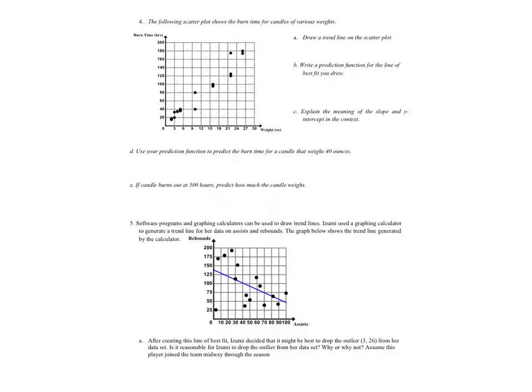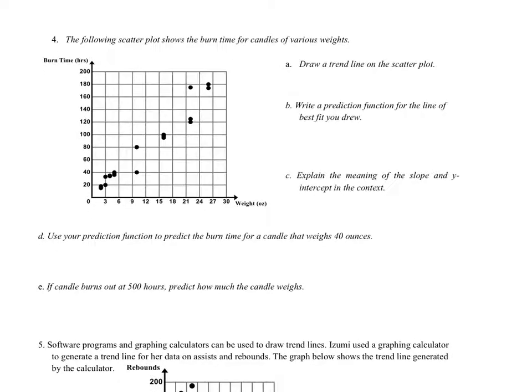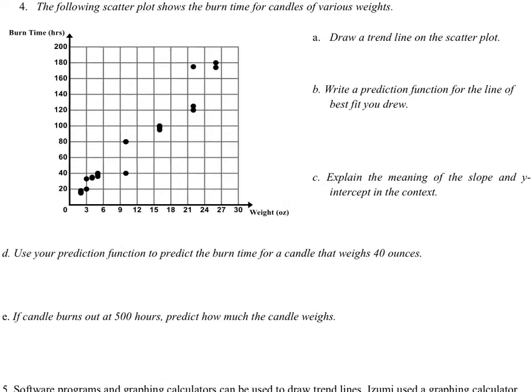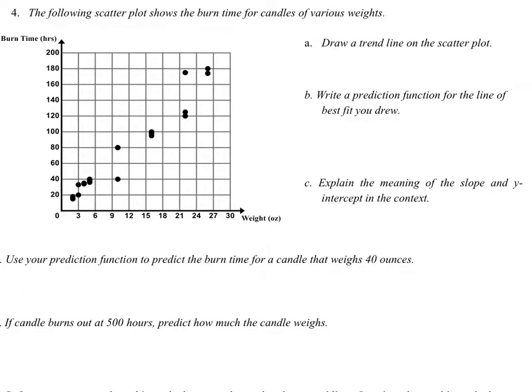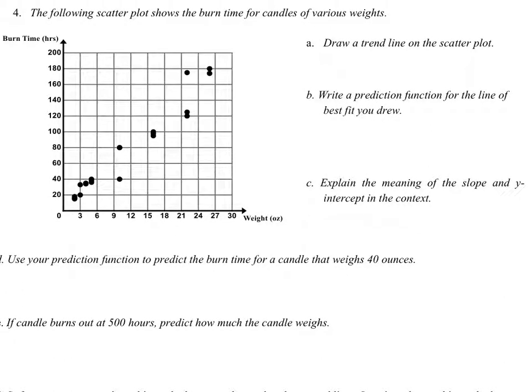All right, number 4. The following scatter plot shows the burn time for candles of various weights. And again, it's showing us up in here that the burn time is the y, and the weight in this case is the ounces, meaning that the burn time will depend on how many ounces the candle weighs. Of course, that should make sense.